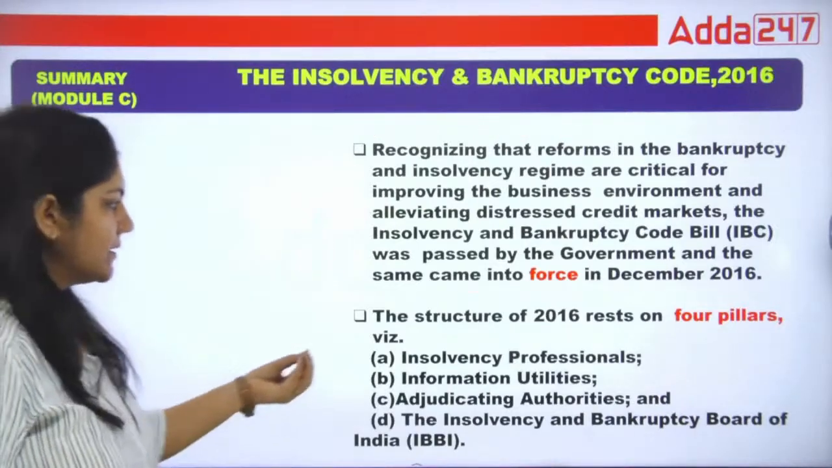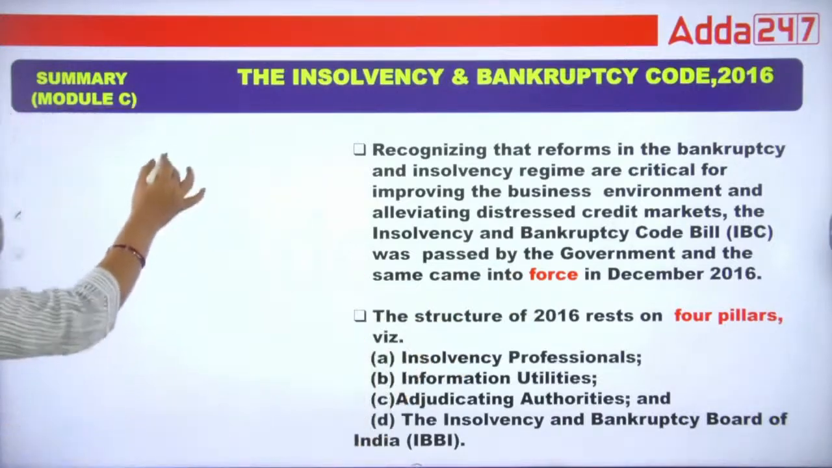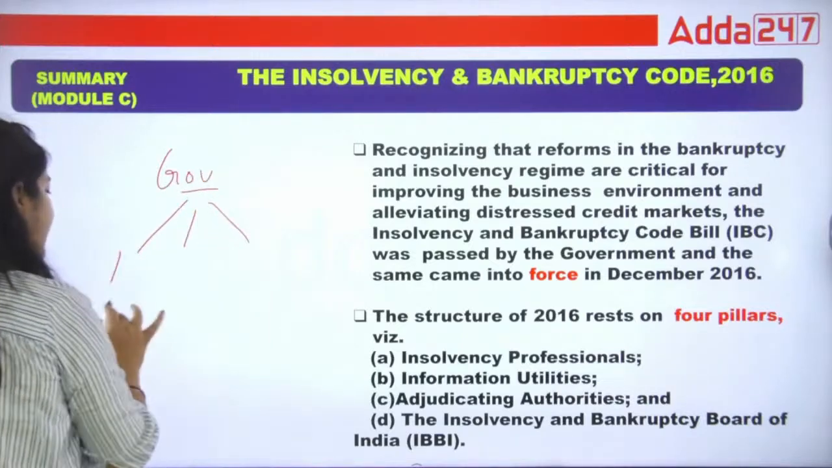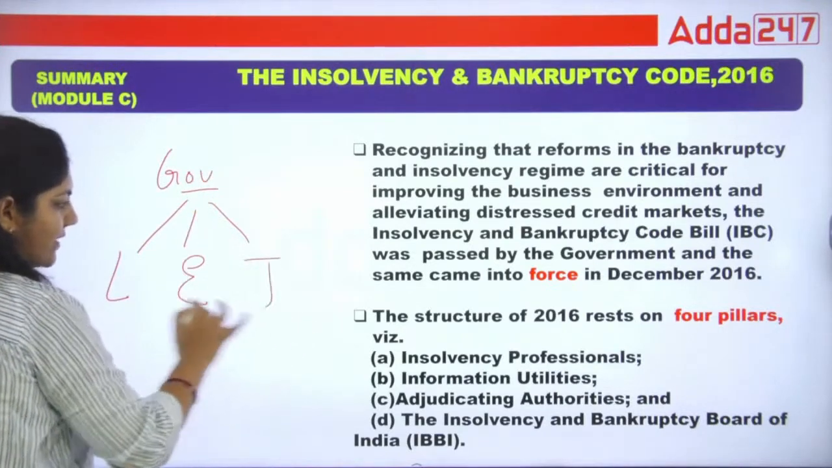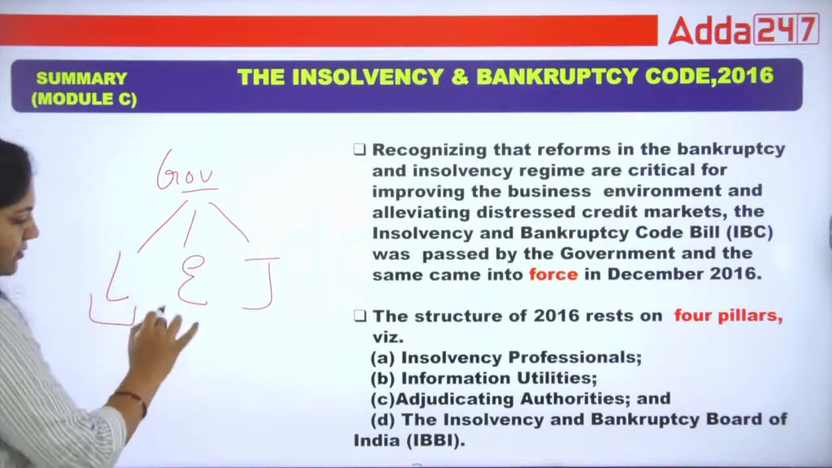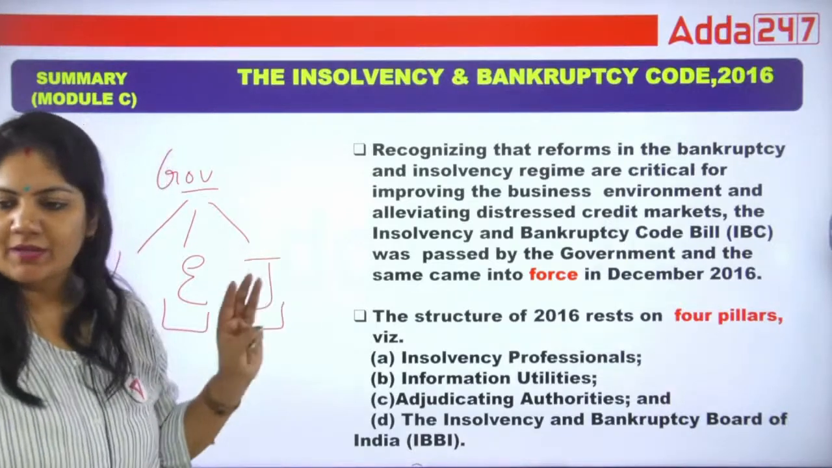The structure has 4 pillars. What does 4 pillars mean? Our government of India has 3 pillars: legislature, executive and judiciary. What is the work of the legislature? To make the law, to execute the law, to give justice. So these are the 3 pillars of government.